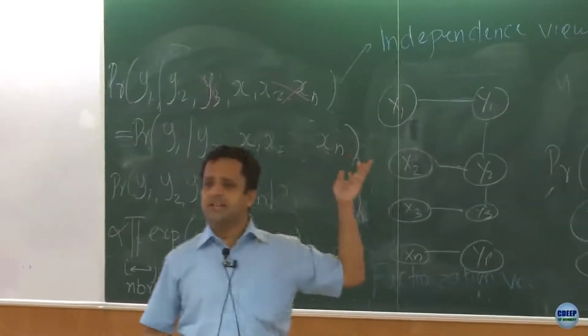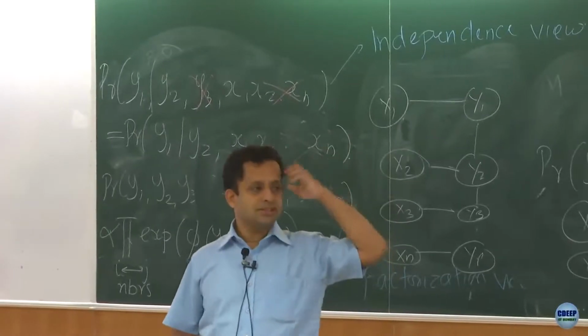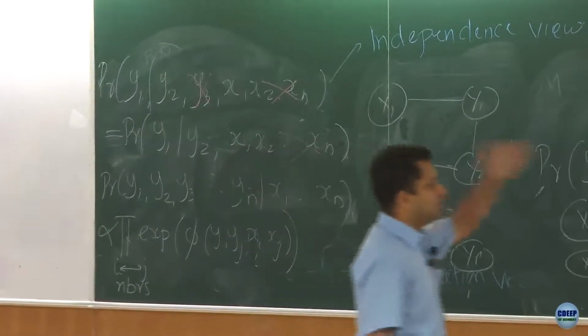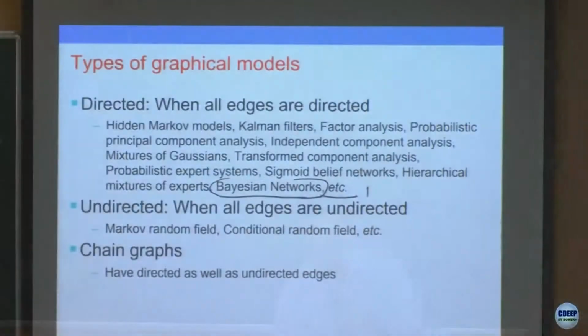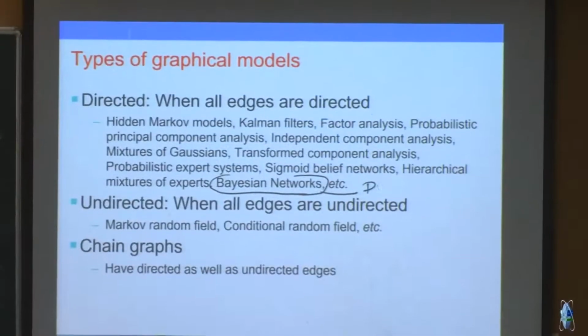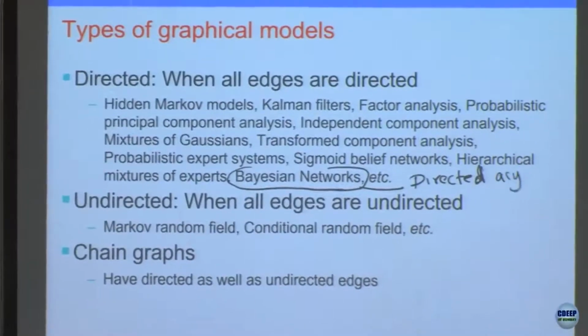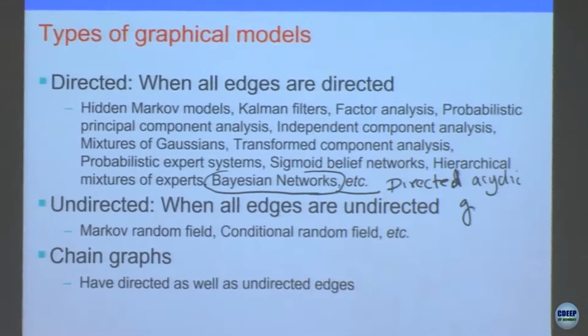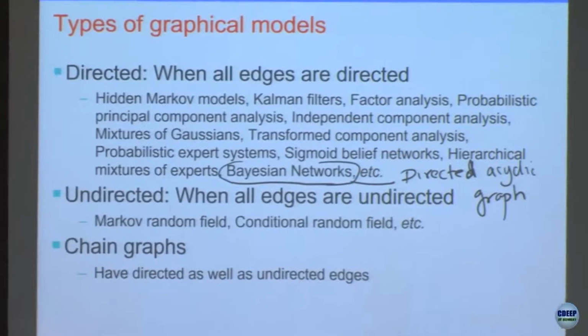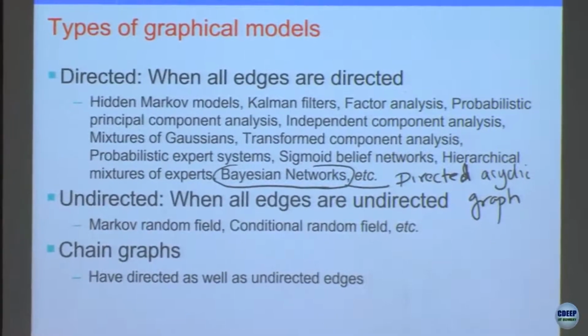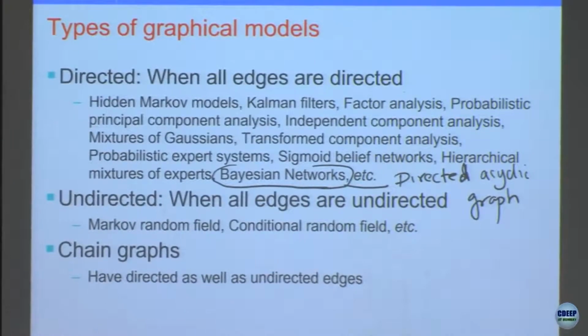Have you done directed acyclic graphs? Yes. So a Bayesian network is a directed acyclic graph. Undirected, this is a directed acyclic graph. Undirected, this is an example.